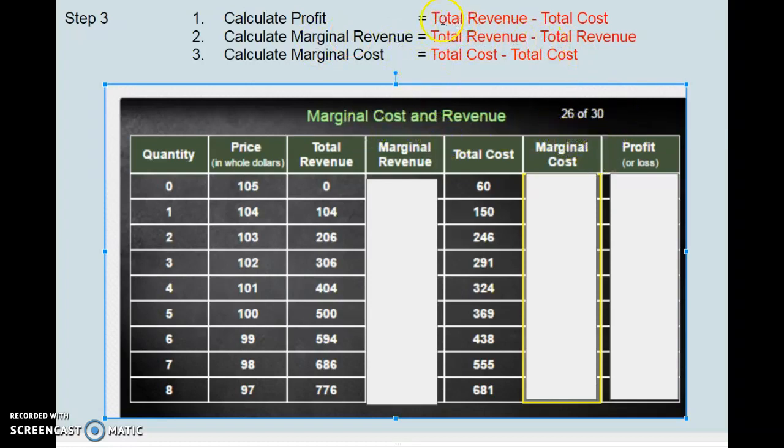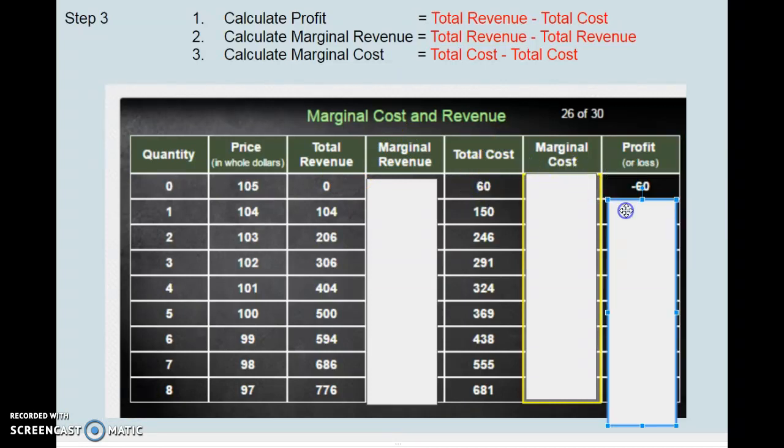How do I figure out the profit? Well, total revenue is how much money you're bringing in minus the total cost. So we're looking at these 2 columns. So I'm going to take total revenue, which is 0. I didn't make any money yet. But it cost me $60 to do this. So when I take 0 minus 60, I get negative. It's not that great. That means I have a loss. Profit or loss. So I didn't make much money, which happens a lot with a new business the first couple of years.